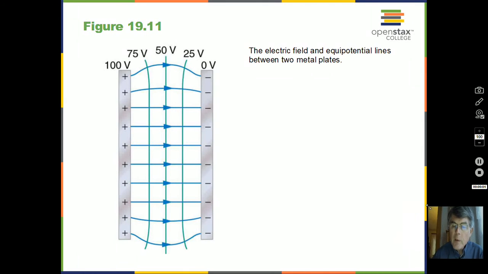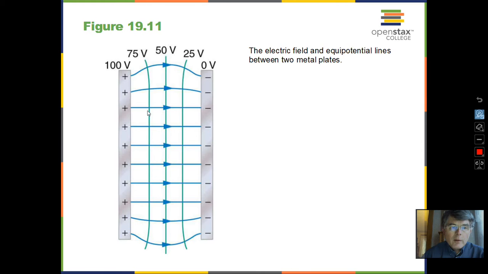Professor Clements with you again in Chapter 19, Sections 2 through 4 in the OpenStax College Physics textbook, talking now about electrical potential in connection to a uniform electric field. So here we have a drawing with a uniform electric field. That means that the electric field has constant magnitude here, here, all the way across, and constant direction.